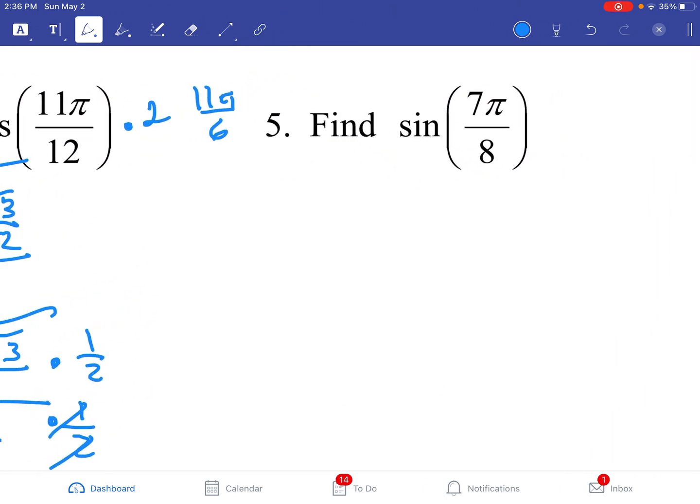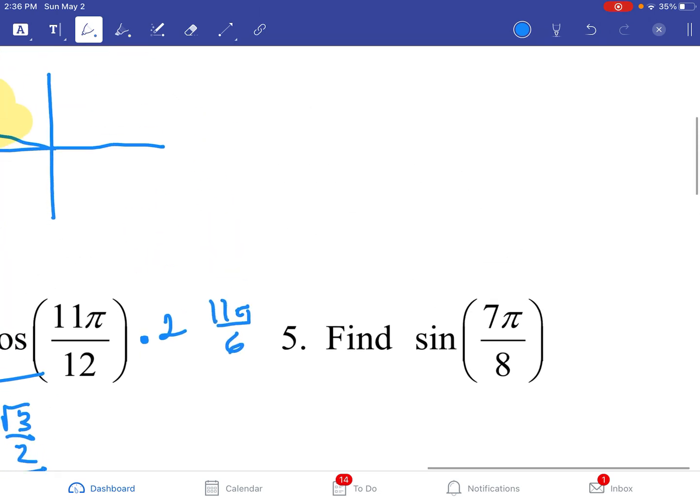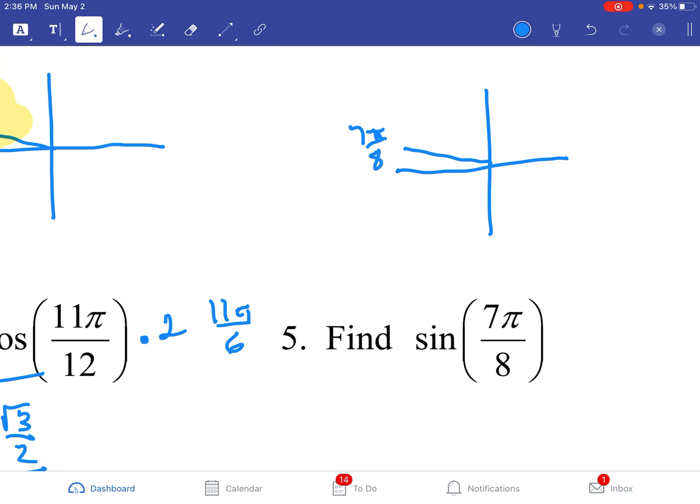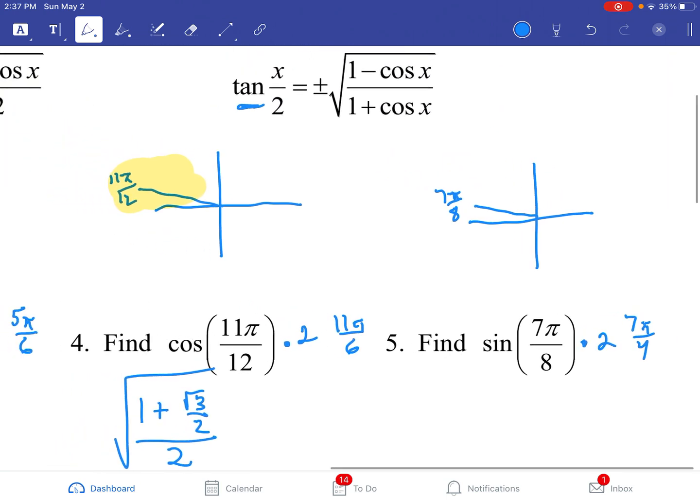This one's a little bit different just because it's a different type of number. It's going to have an 8 on the bottom of it, but it doesn't really change the problem. It just changes a little bit, but the process is still the same. Okay. So sine of 7 pi over 8. So 7 pi over 8 is going to be about there on the unit circle. Again, it's not on the unit circle, but that's where it would be located, but we don't know its value. Okay, so we're going to multiply this value by 2 to give us 7 pi over 4. Okay, and that's what we're going to use in our formula.